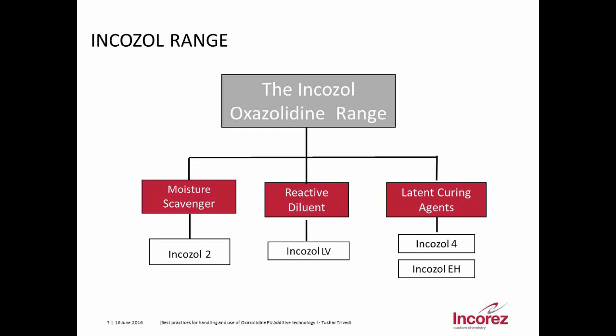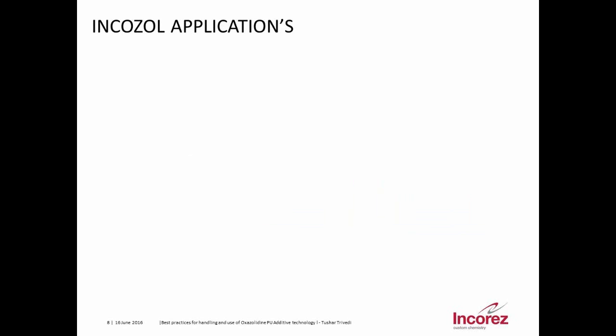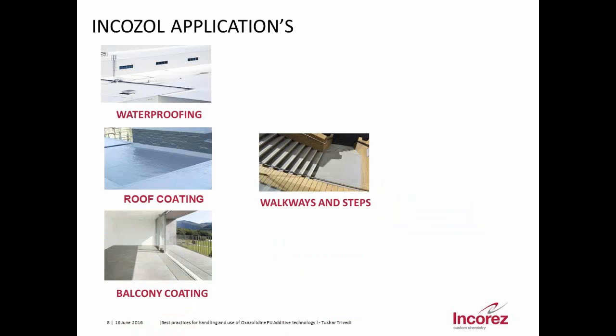Now let's see what are the applications where this kind of products are used. Let's start with the latent curing agents like INCOZOL 4 and EH. They are recommended particularly for one-component moisture cured polyurethane coatings, particularly for waterproofing, roof coating, balcony coating, walkways and steps.